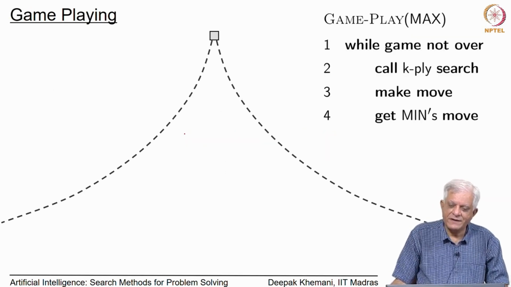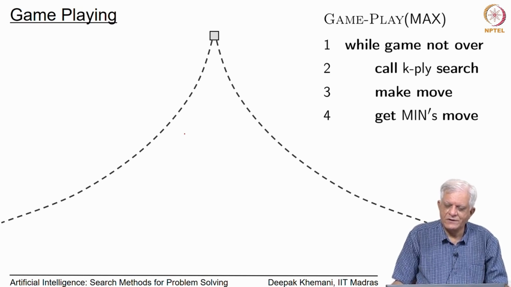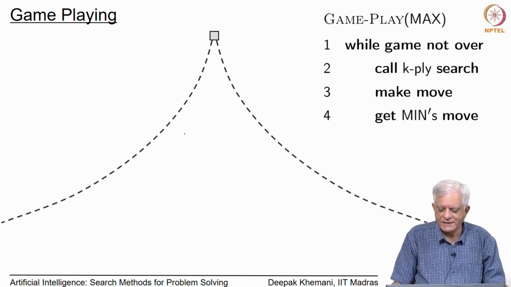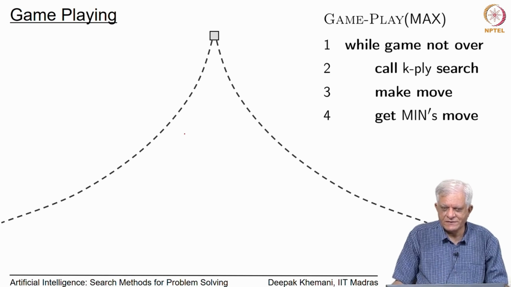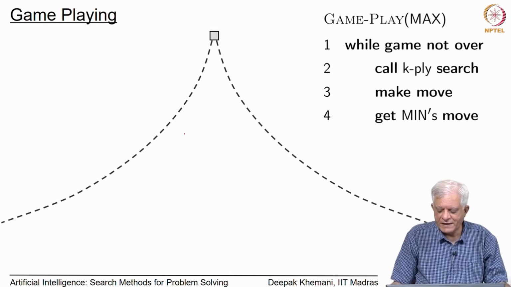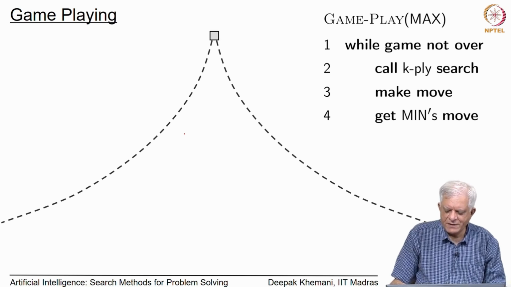So, how does game playing work? The basic idea of game playing is not to analyze the whole tree in one shot, but to do this every time you want to make a move. So, the high level algorithm for playing a game for max, and we have said that we will always look at things from the perspective of max, is that while the game is not over, you call your k ply search algorithm, which will look ahead up to k plies, apply the evaluation function, back up the values and choose the best move. Based on that you make your move, and then you wait for min's move. Min is your opponent, and when min makes a move, then you again call for k ply search.